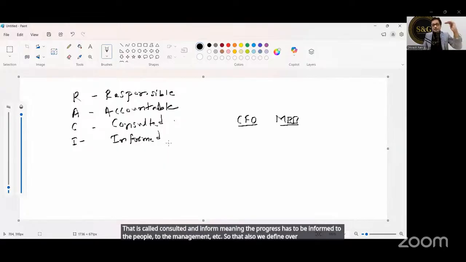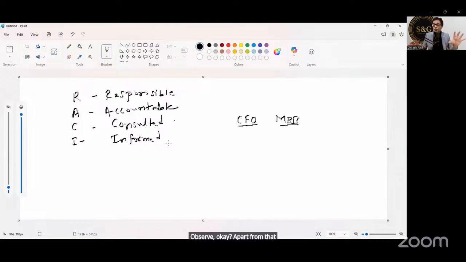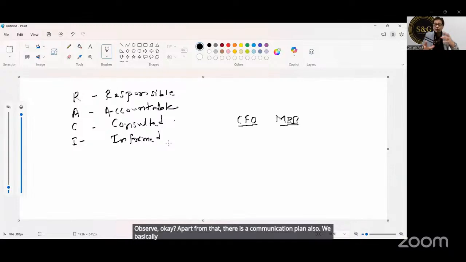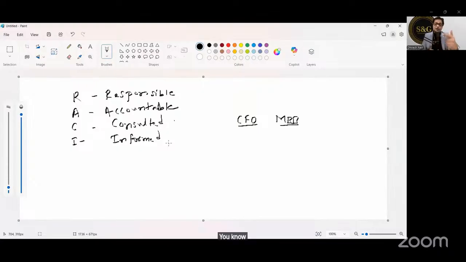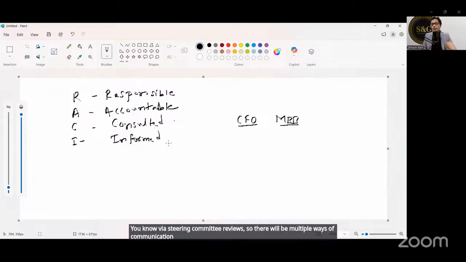Okay, so responsible, accountable, consulted, and informed, this matrix also we make in this. Okay, there is an example given in your curriculum, you can observe. Apart from that, there is a communication plan also. We basically make how we are going to communicate during the project. Okay, via email, via WhatsApp, via telephone, via huddle meetings, via steering committee reviews. So there will be multiple ways of communication that will be defined in the communication plan. Okay, so in a nutshell, this is our define phase at the green belt level.